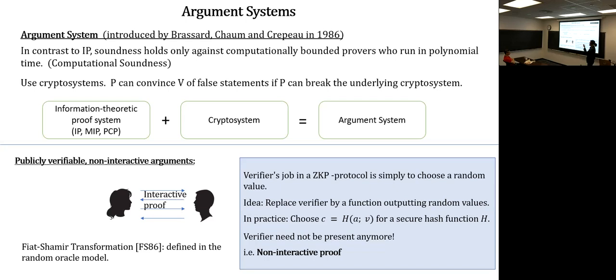She can just run a hash function on some random values and in this way compute the randomnesses, which would represent the randomnesses of the verifier in the interactive proof system. And there was a technique which is called the Fiat-Shamir transformation, which was introduced in 1986. This Fiat-Shamir transformation exactly describes this scenario where the role of the verifier is replaced by a hash function. And this is how we obtain a non-interactive proof system.